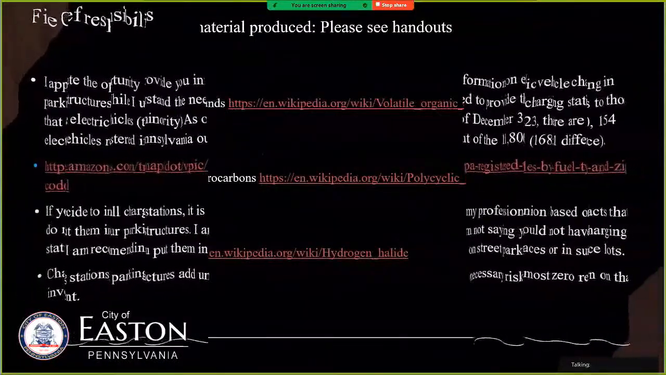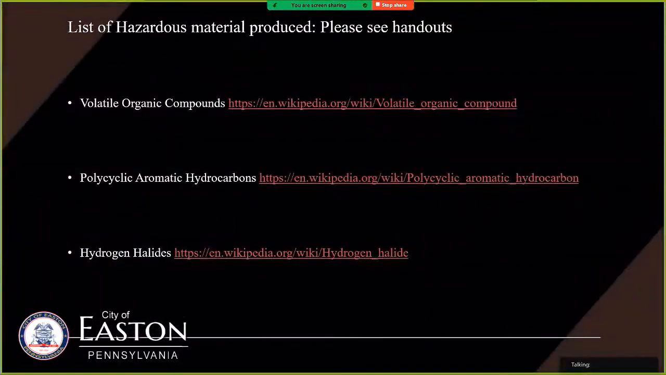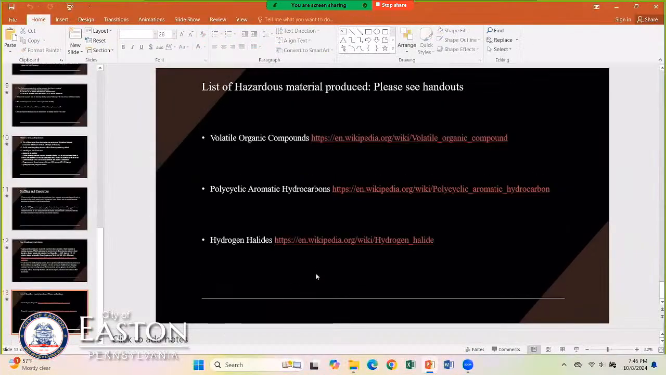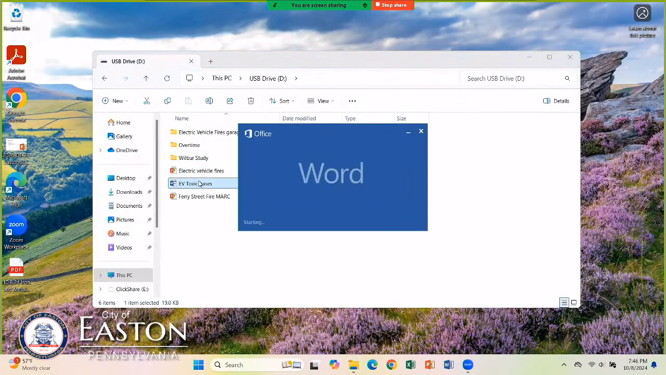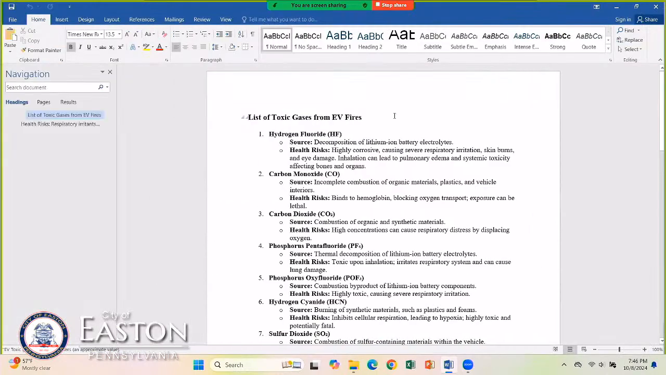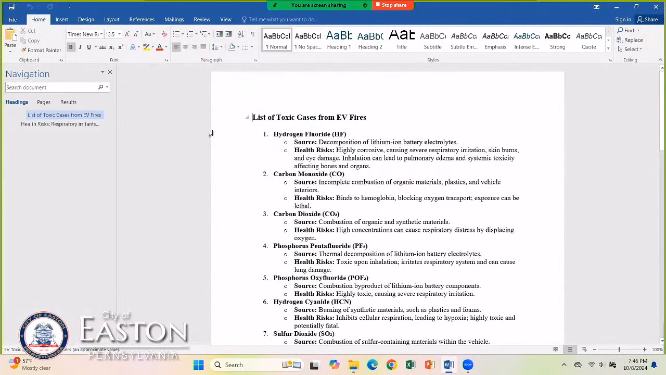So this next slide here, this is all the compounds. There are links to Wikipedia, but what I did is transfer that to, let me go out to here. This is going to be the known toxins that are in the smoke. And there's quite a list of them.